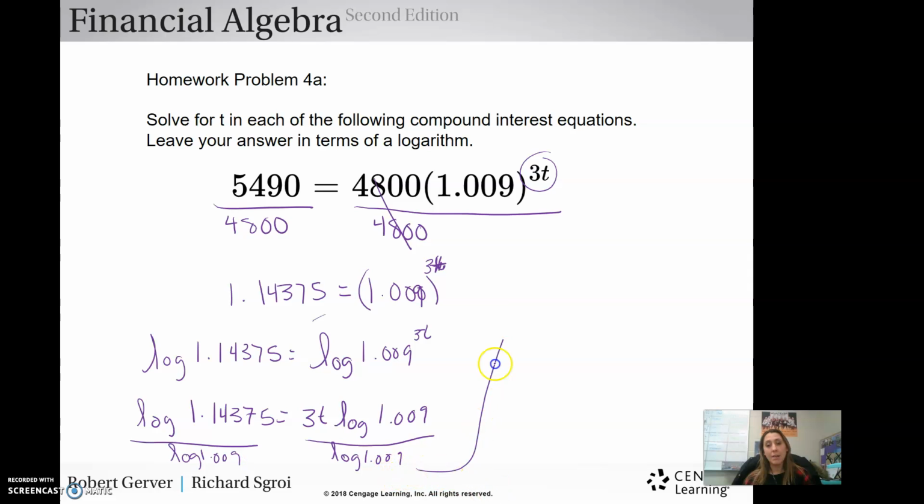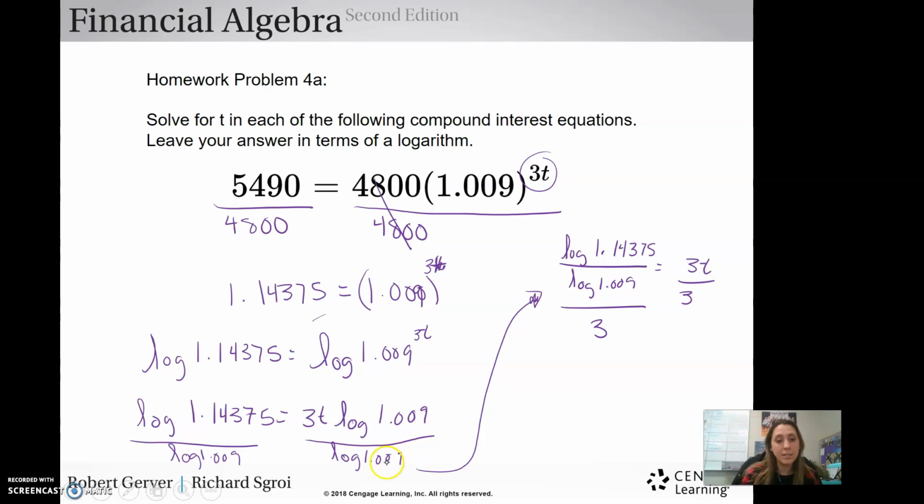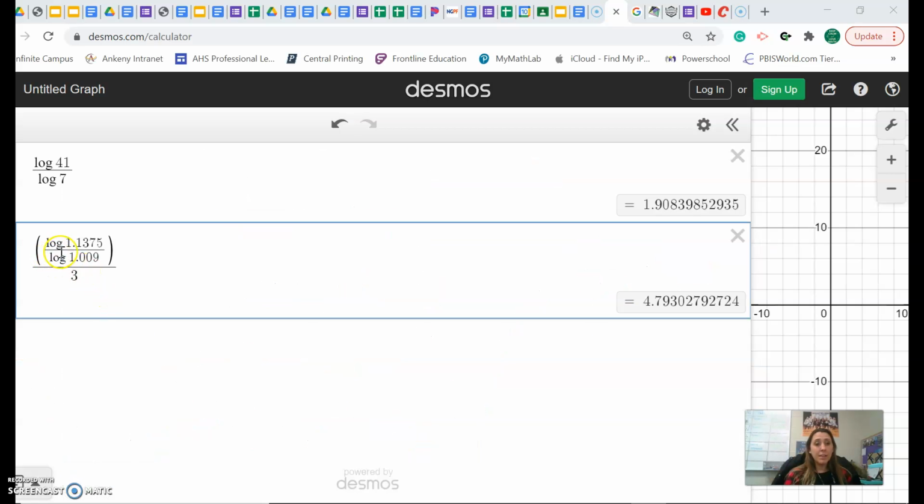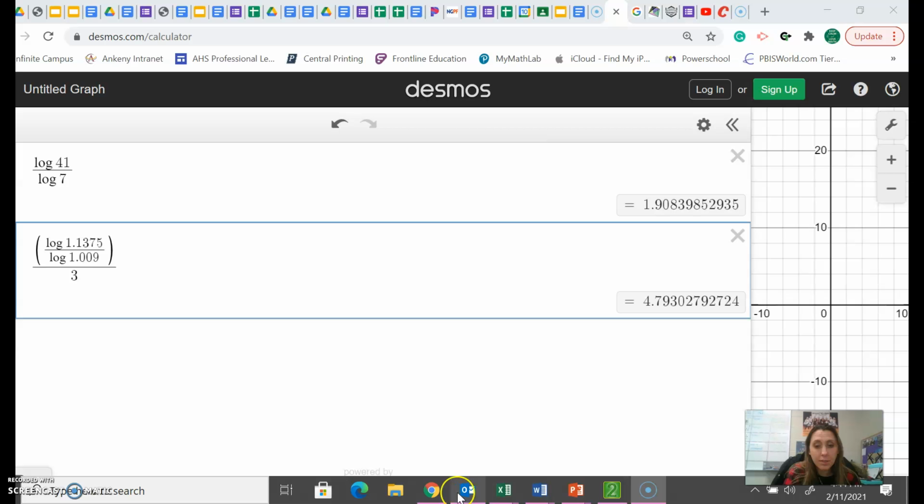And then I am going to end up with log of 1.14375 over log 1.009 is equal to 3t. Well, to get that t by itself, I'm going to divide by 3, and I'm going to figure out what that is. So I'm going to hit pause, and we're going to go to Desmos. Okay, I've typed in log 1.14375 divided by log 1.009, over 3, and I get about 4.793. Let's go back to our presentation, so we can write our answer.